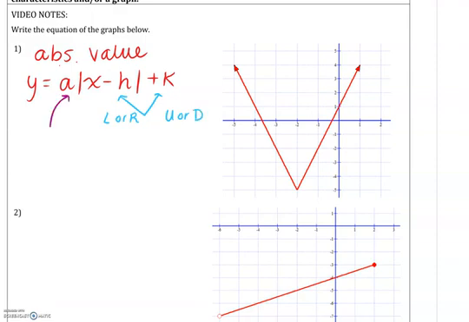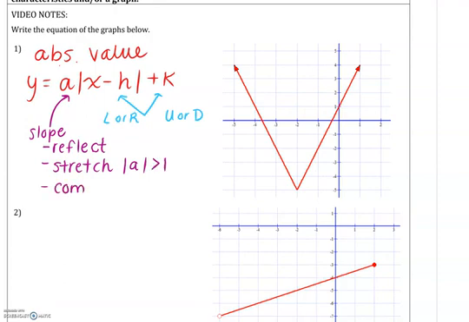A is kind of like our slope of our lines coming off of our vertex. It can do one of 3 things. It can reflect your graph, meaning turn it upside down. It can stretch your graph, and that is if the absolute value of that number is bigger than 1. Or it can compress your graph, which is the opposite of stretching, and that happens if the absolute value of that number is less than 1. And then just to write it down, your graph is being reflected if it is a negative number.